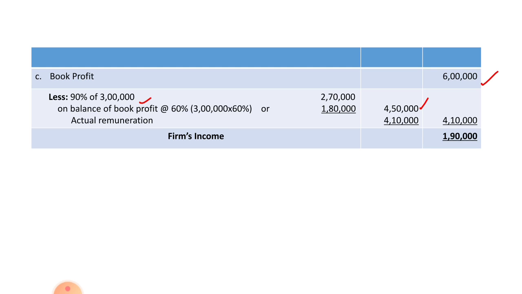So when you deduct actual remuneration paid from book profit, you get the firm's income as 1,90,000 rupees. So this is the calculation of the firm's income when book profit and remuneration to working partners are given. This type of problem may come for 6 marks in your exam. Simple problems you can solve easily.